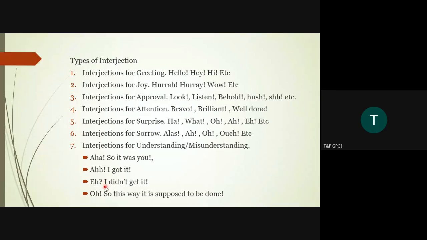Or I didn't get it. What are you saying? I am not able to understand it. I didn't get it. Or oh, so this was this. So this is why it is supposed to be done. Okay, I understand now. Oh, I understand it now. So this is how interjection works.